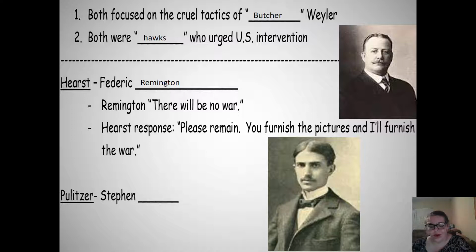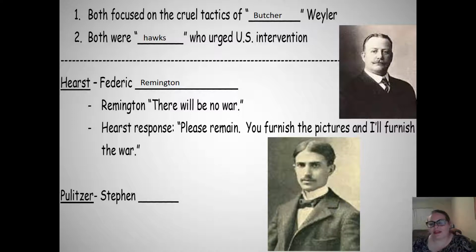There's mosquitoes everywhere. And he sends a telegram to Hearst, and he says, there will be no war. Basically, there's not going to be a war. Can I come home now, please? Let me go. And Hearst reportedly sent a telegraph back to Remington in Cuba that said, please remain. You furnish the pictures, and I'll furnish the war.